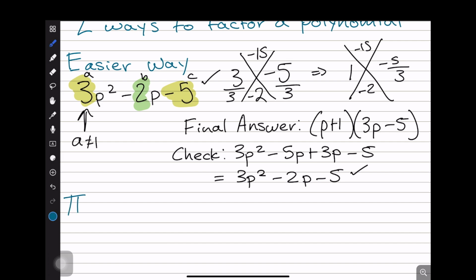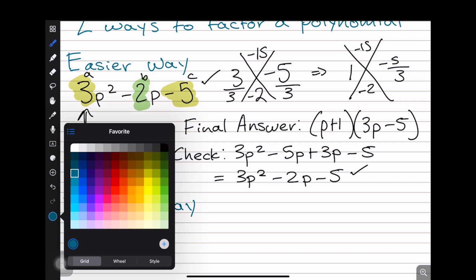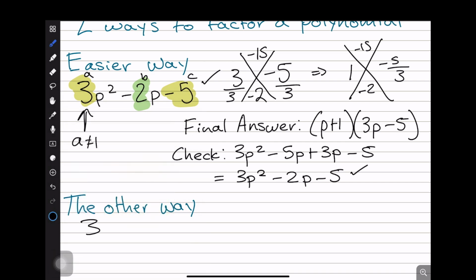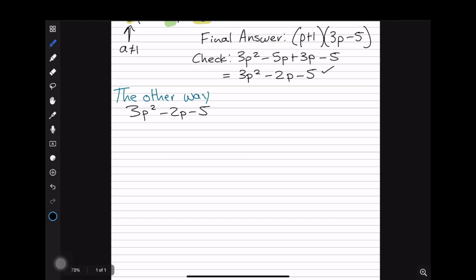Now, I want to show you this other way. Now, this would be like a longer way, but it's essentially the same thing. So we're going to take the same problem, 3p squared minus 2p minus 5. And we're going to do the exact same thing with the big X. A times c, first times third term is negative 15. The second term is negative 2. Two numbers that multiply to negative 15 but add to negative 2 are going to be 3 and negative 5.